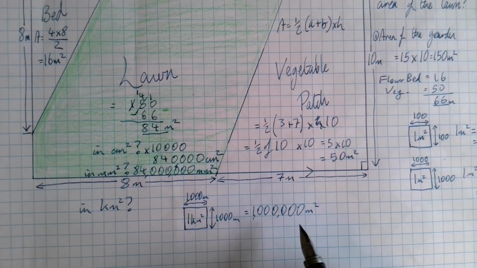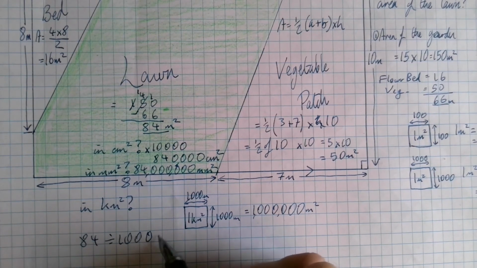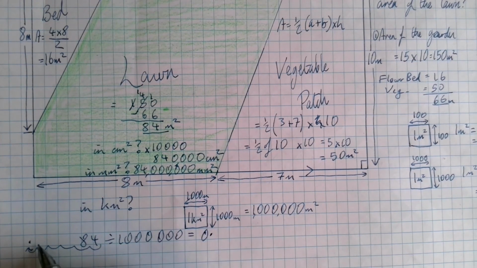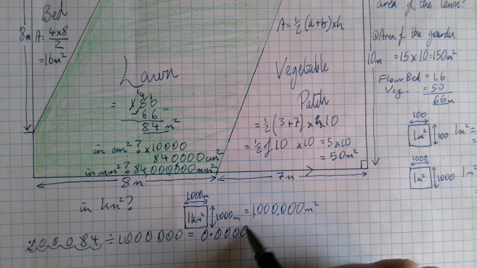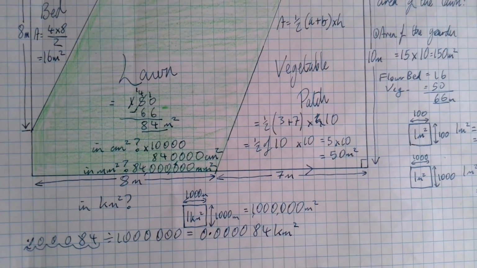So we would have to divide 84 by 1,000,000, which means 1, 2, 3, 4, 5, 6 for our decimal point. 1, 2, 3, 4 zeros before we can stick the 84 in there for square kilometers.